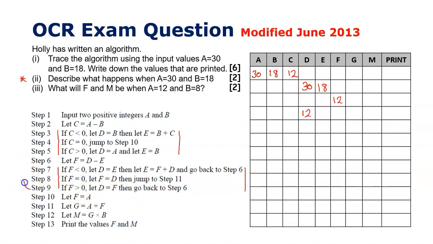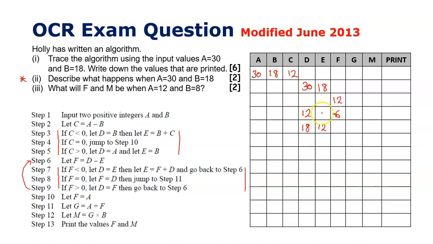All right, so when I get to here, I'll basically go back to here again. I think I'll broadly stay here now. So F equals D minus E. So F then, this one here, is D. 12 minus 18, well, that's a negative number, minus 6. So now it's a negative number. I'm into this one. F is less than 0, yes. D equals E. D equals 18. And E equals F plus D. Now my latest F is minus 6, and my latest D is 18, so that's 12.